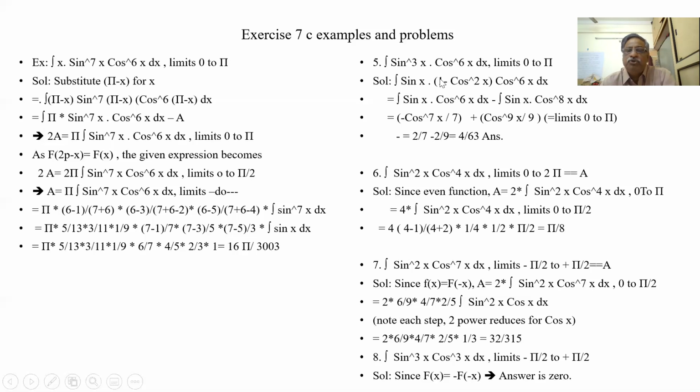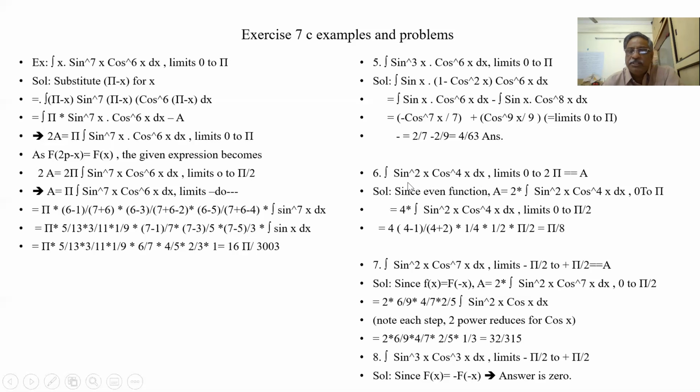Otherwise, I am supposed to use 2 into 0 to pi by 2 and sine to the power of mx cos to the power of nx. But I can do straight away, since the power is less, I can do straight. Here also the power is less. Integral sine square x cos to the power of 4x dx, 0 to 2 pi.